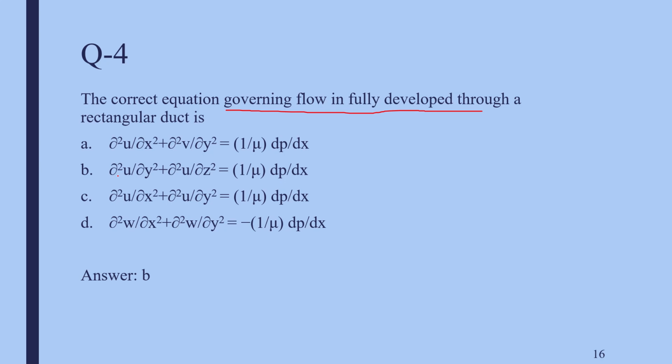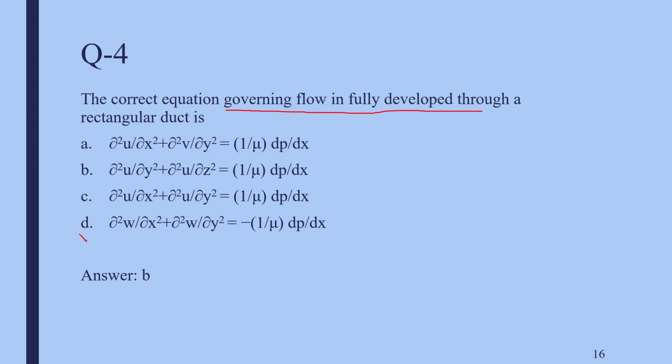Option B: ∂²u/∂y² + ∂²u/∂z² = (1/μ) dp/dx. Option C: ∂²u/∂x² + ∂²u/∂z² = (1/μ) dp/dx. Option D: ∂²w/∂x² + ∂²w/∂y² = -(1/μ) dp/dx.